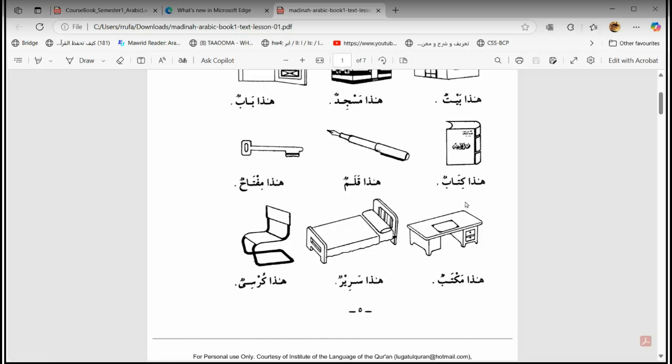So هذا كتاب. This is a book. هذا قلم. This is a pen. هذا مفتاح. This is a key. Can somebody else read these three out? Somebody else. Not the brother who read it earlier.